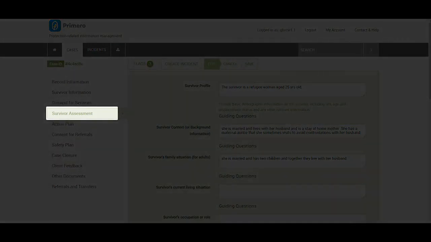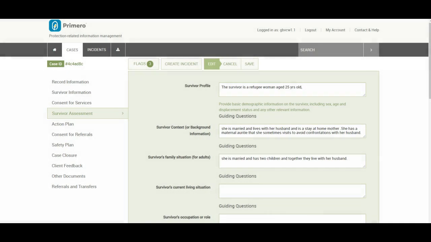The survivor assessment form is meant to record information gathered on the case regarding both risks and needs, as well as strengths and resources. The information recorded in this form will be analyzed and used as a base for developing the case plan. This includes the survivor profile, basic demographic information on the survivor, including sex, age, and displacement status, and any other relevant information.